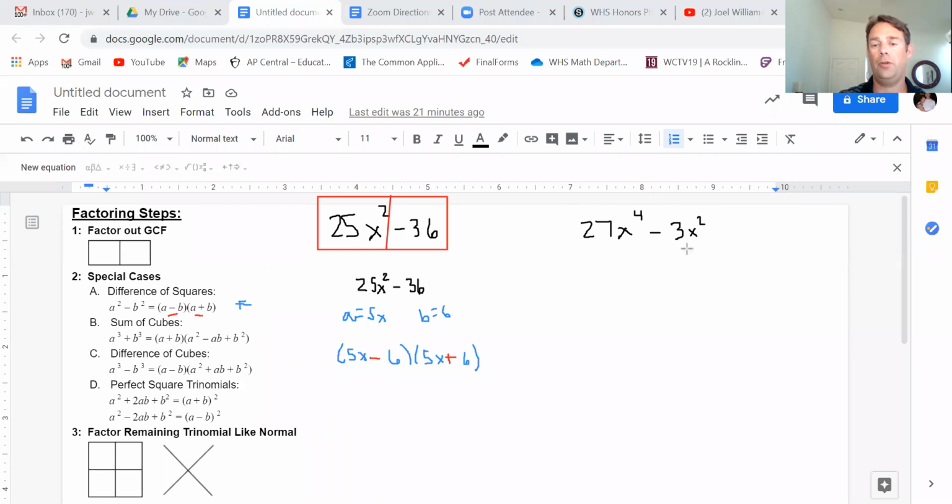All right, so here we go again. We always look to get our greatest common factor out first. In this case, it looks like I actually have one this time. So I have a 3x, and I always take out the smallest exponent, x squared. So that leaves me with 9x squared here and a minus 1 here.